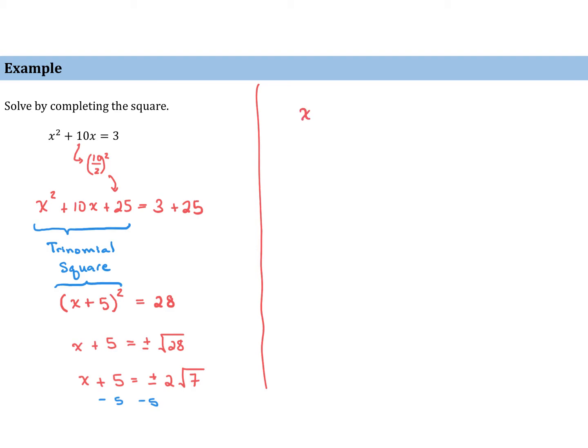And so x equals negative 5 plus or minus 2 square roots of 7. And just to be clear, we have two answers. The two answers are negative 5 plus 2 square roots of 7 and negative 5 minus 2 square roots of 7.